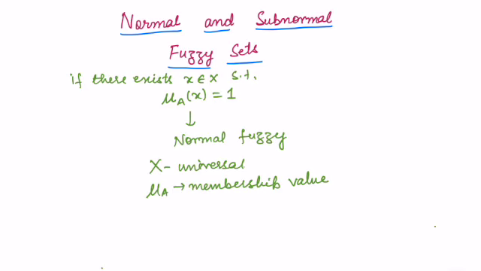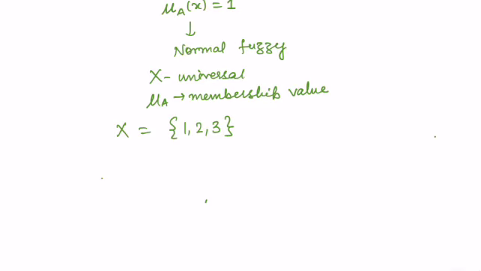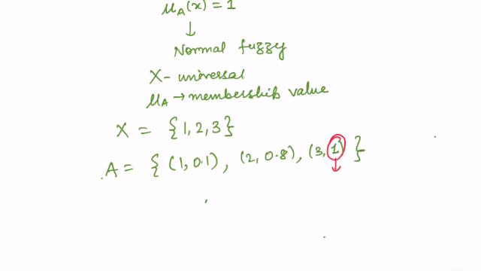So for example, if we consider a set X that has three elements 1, 2 and 3, and we represent the fuzzy set as A equal to, at 1 it takes value 0.1, at 2 it takes value 0.8, at 3 it takes value 1, then this set is a normal fuzzy set because at one point it is taking value 1.